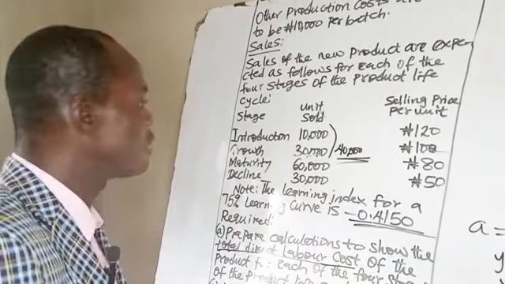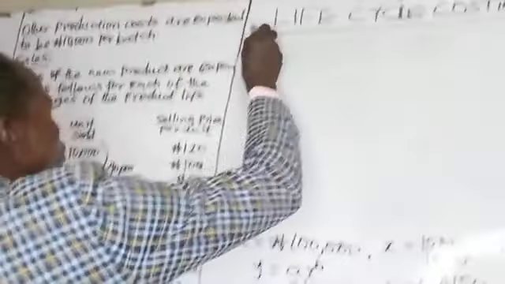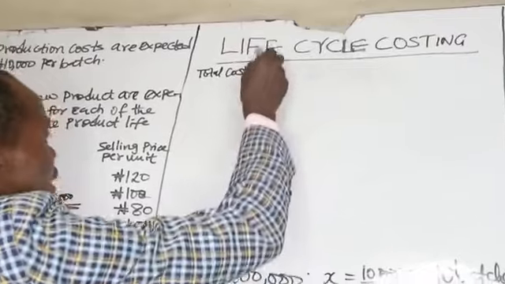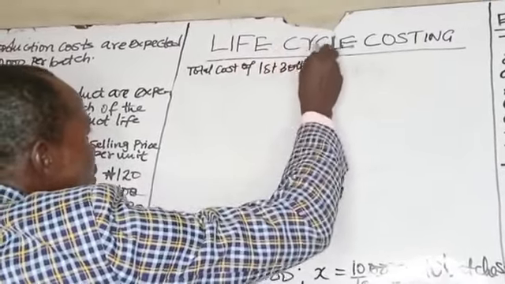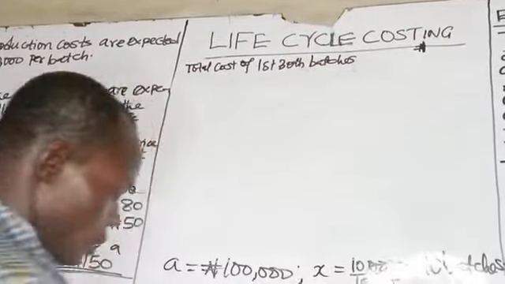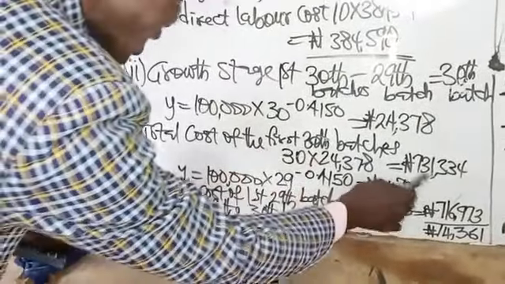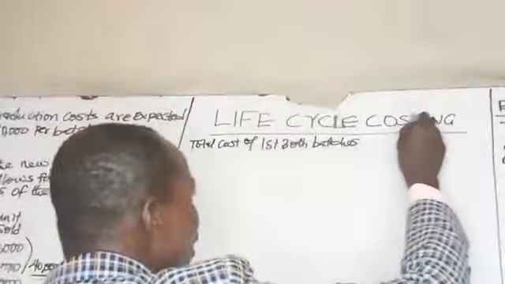So total cost of the first 30th batches, you have that to be, to go back to the question and the solution. Total cost of the first 30th batches, that is 731,334.